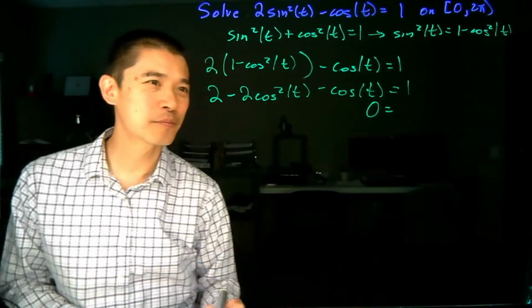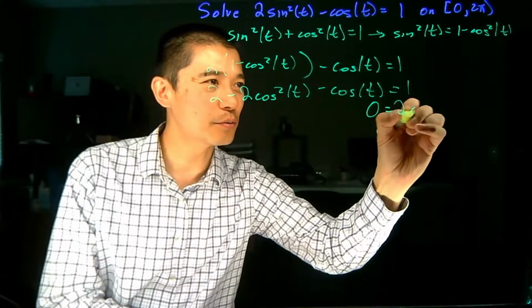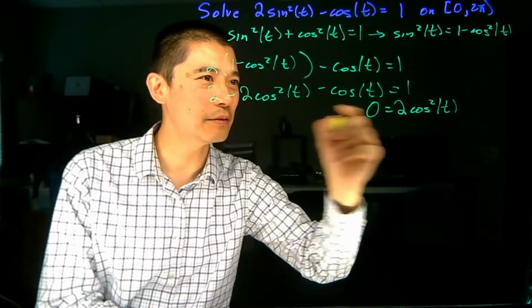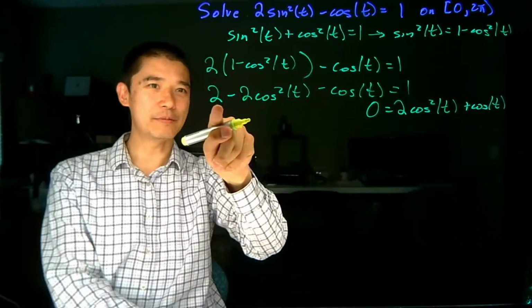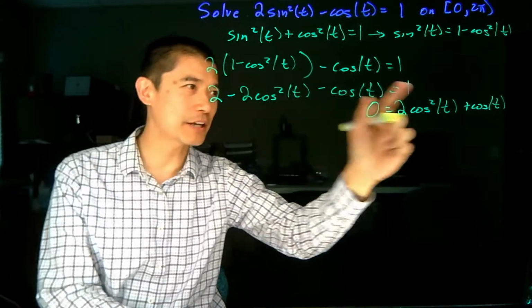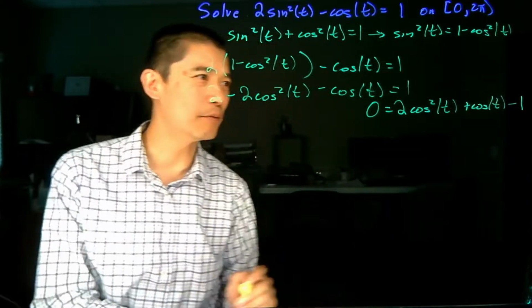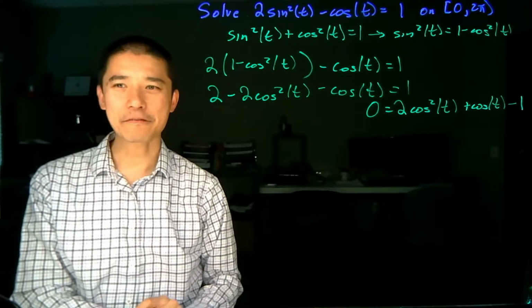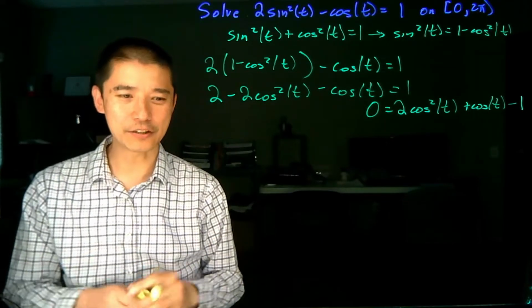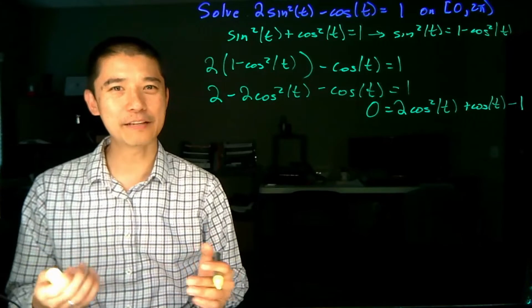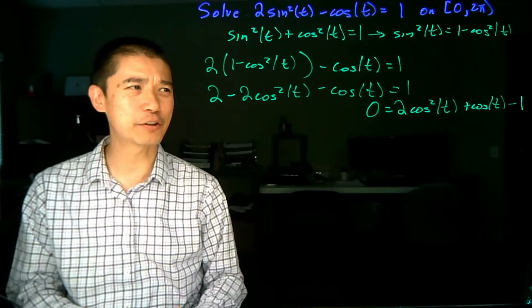So 0 is 2 cosine squared t, we're adding plus cosine t, and then we have this 1, but then we're going to subtract 2. So -1. And now we have to factor. Factoring requires us to use potentially either the quadratic formula or the AC method of factoring, whatever method of factoring you're comfortable with.